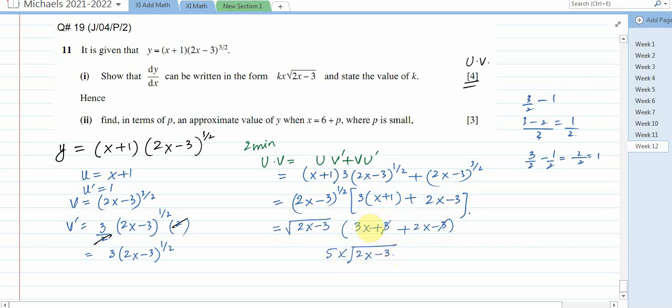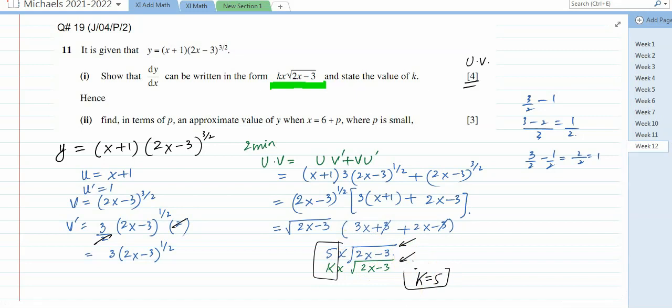If you compare it with what is given in the question, it's k times x under root of 2x minus 3. Since I am getting the same expression that is already given in the question, it proves that the solution is right and the value of k is equal to 5, and that is your answer. Alright. Now moving on towards the next one.